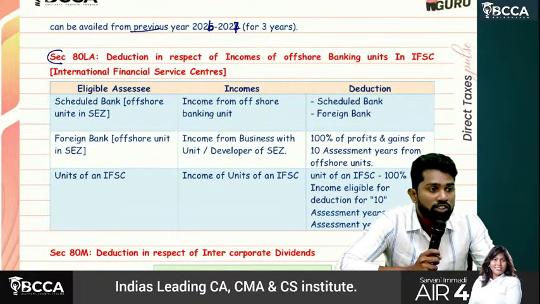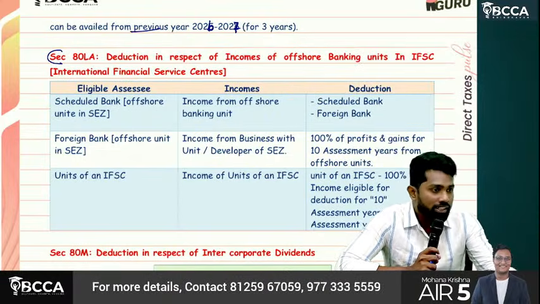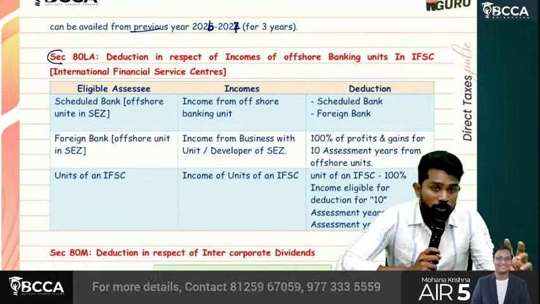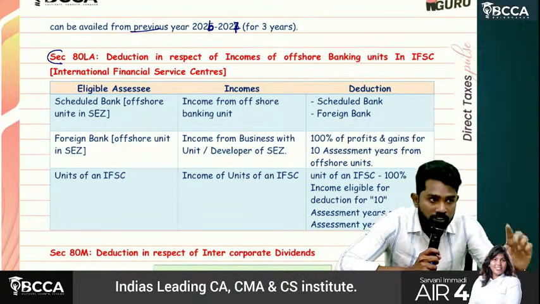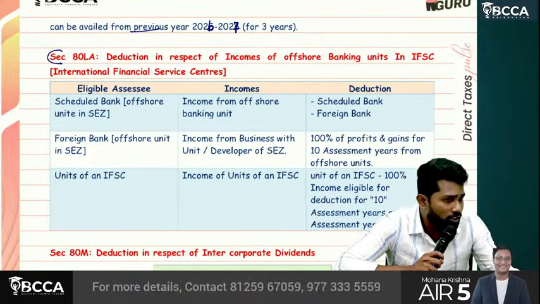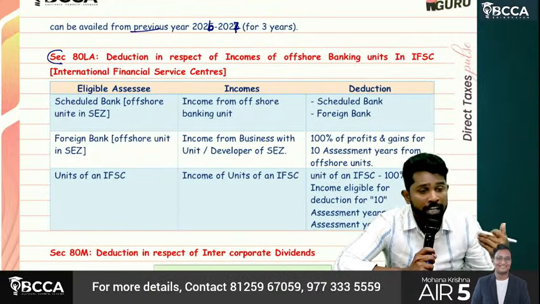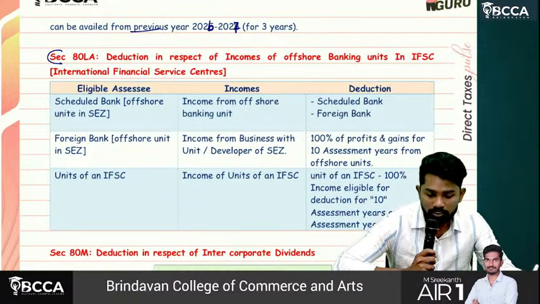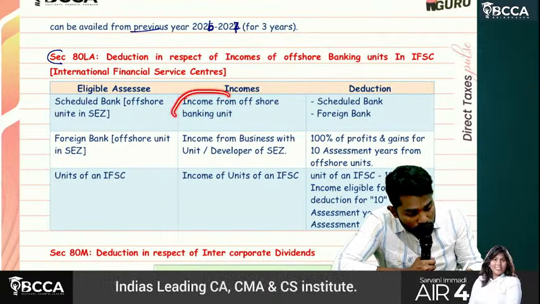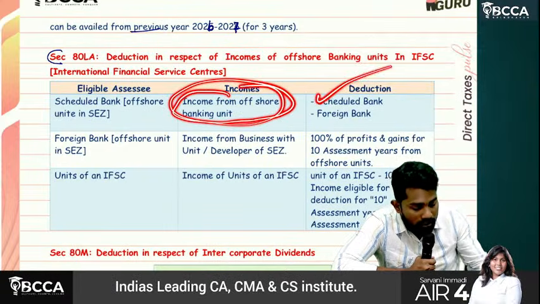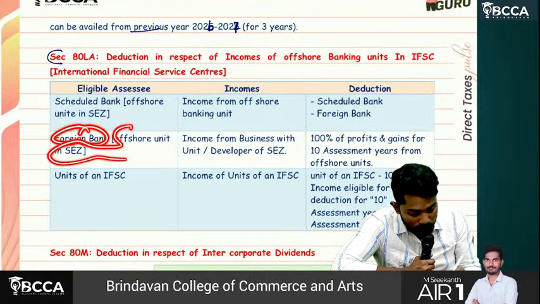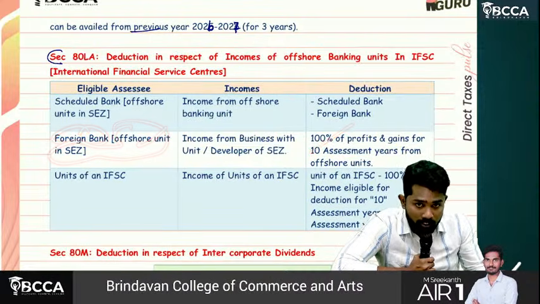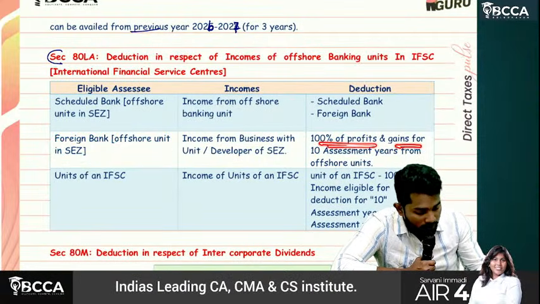Sir, what is an offshore unit in SEZ? In the SEZ area, they will open a branch. This branch mostly deals in foreign currency instead of Indian currency. They lend in foreign currency and accept deposits in foreign currency. From those offshore units, if they get any income, it is eligible for deduction. In the same way, a foreign bank also has an offshore unit in SEZ. That is also eligible for deduction, 100% of profits for 10 years.